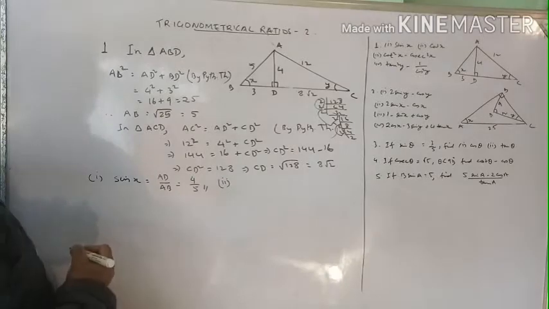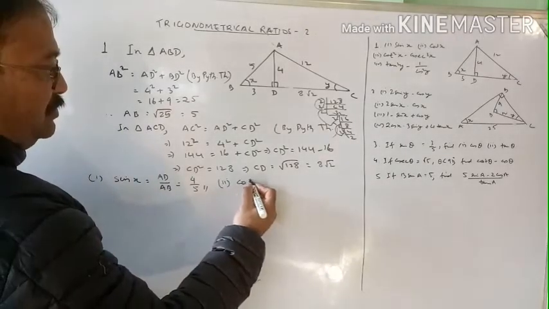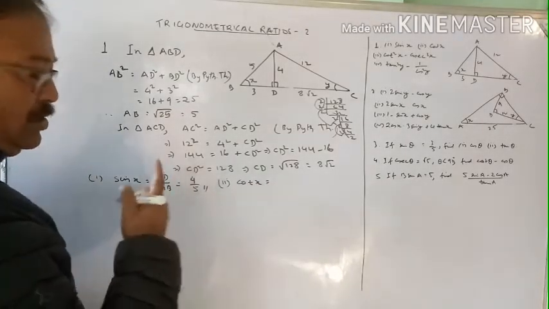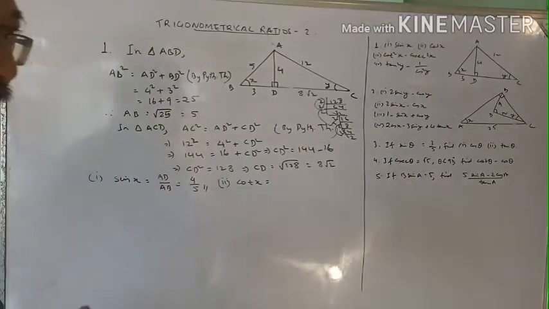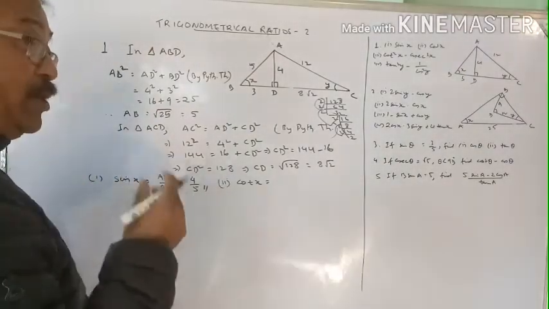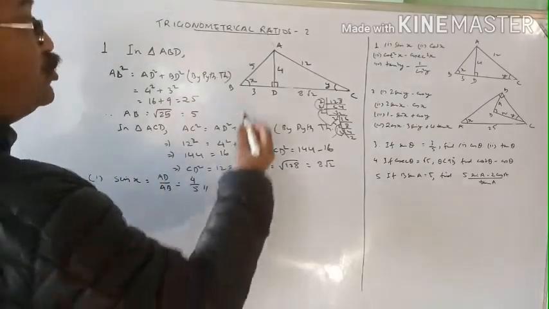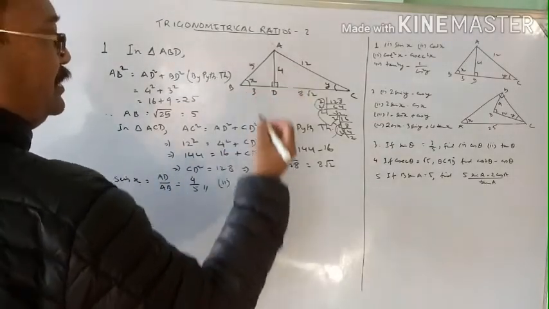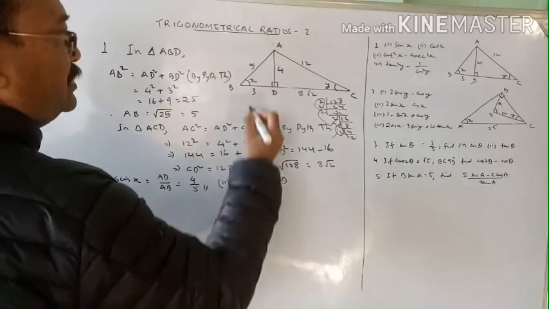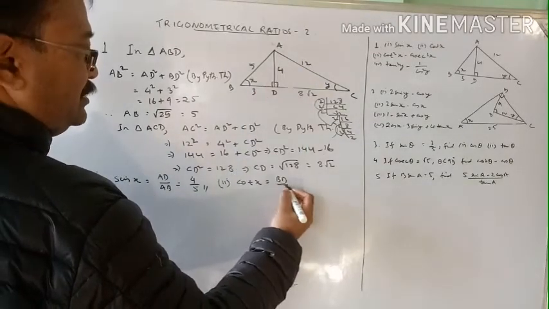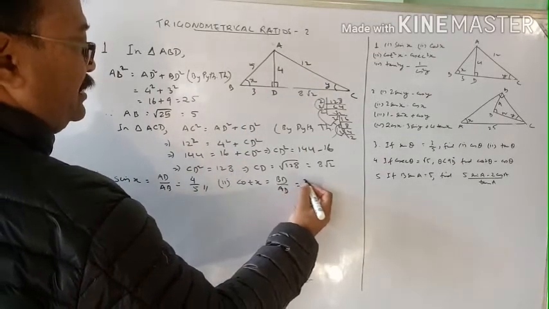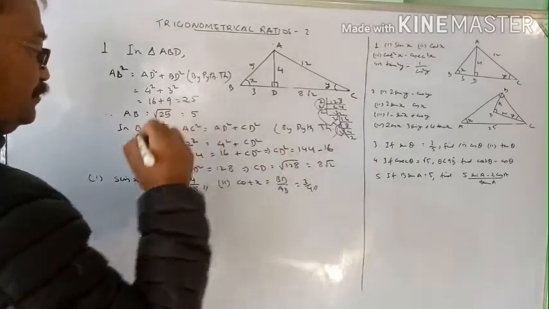Number 2, we have to find the value of cot x. Cot is the reciprocal of tan. Tan is P by B. So tan is P by B means cot is B by P. So x is here, B by P. That is BD, this is base, by P, that is AD. So that is 3 by 4, answer.